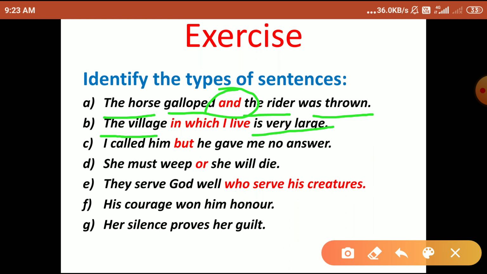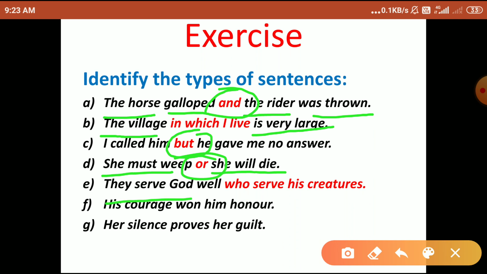Then the third one is: I called him but he gave me no answer. I called him, a complete clause. He gave me no answer, a complete clause with full sense, joined by the coordinating conjunction "but". So it's a compound sentence. Similarly, we have: she must weep, or she will die. It's joined by the coordinating conjunction "or". So it's a compound sentence.